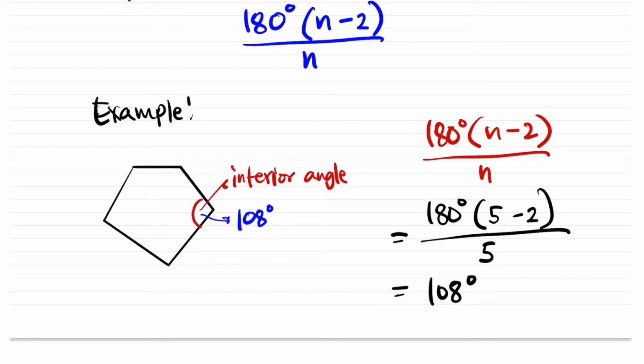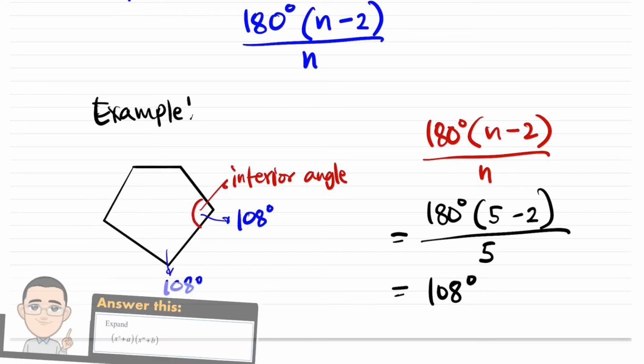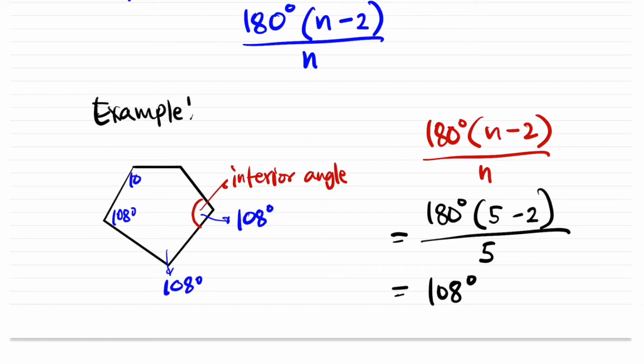So therefore, if you multiply 108 times 5, the answer is 540 degrees, and that is the sum of the interior angles of one pentagon. So the measurement of every angle here is 108 degrees. This one is 108 degrees, 108 degrees, 108 degrees. That is the measurement of every interior angle inside the pentagon, considering that it is a regular polygon.